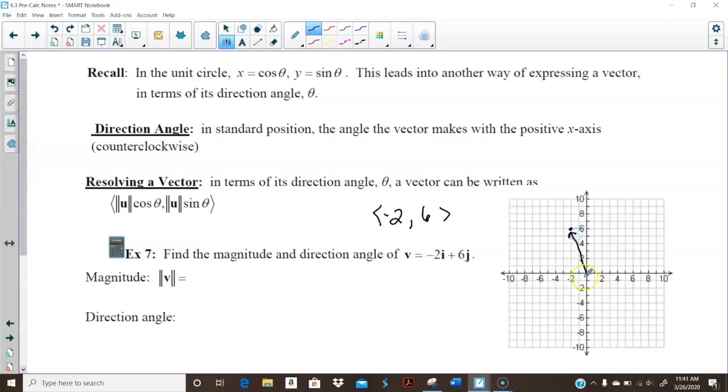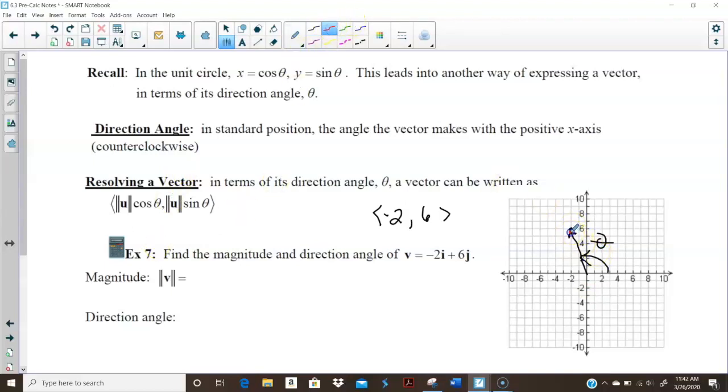And we're going to describe this vector, instead of looking at the horizontal component and the vertical component, we're going to express this vector in terms of its directional angle, which is theta. So we're looking at this angle here. And then its magnitude, which is the length that we went to get to the end of that vector. So finding the magnitude is pretty easy.